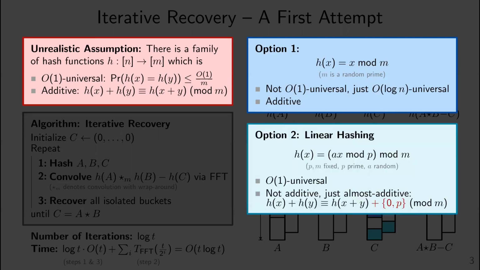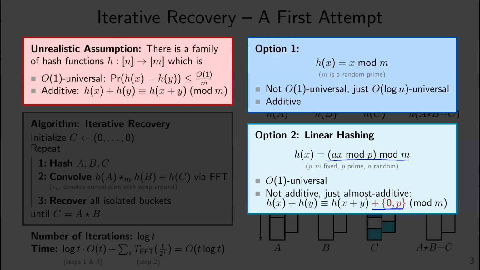What about the second option, linear hashing? It's defined by this slightly more complicated expression. And this hash function is now very well known to be constant universal. However, unfortunately, it's not additive. It's what you maybe call almost additive, which is a property very close to additiveness, but not quite. Okay, so the difference is that this equation holds only up to an offset, which can take two possible values.